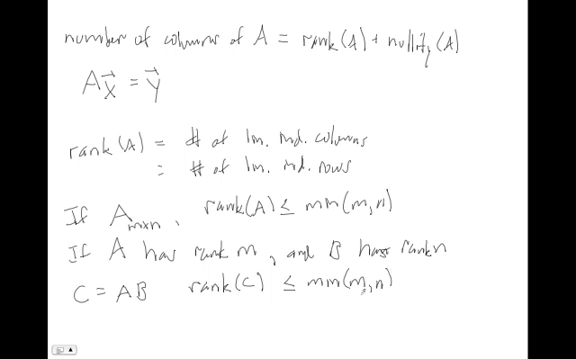So basically, if I take a rank 2 matrix and I multiply it by a rank 5 matrix, the matrix I get out is either going to be rank 2 or even less than rank 2. So basically, you can never go up in rank by multiplying matrices. You can only maybe go down, but you can never go up.